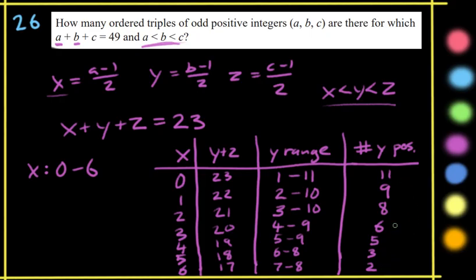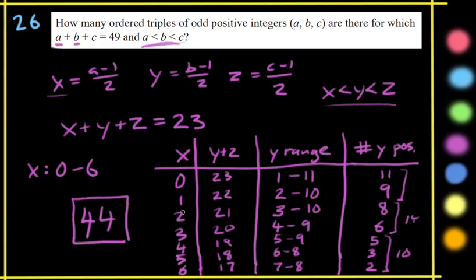So now we just add up all these numbers, right? So here we have 10, and here we have another 14. That gets us up to 24. And here's another 20. That should get us up to 44. So 44 is the answer to this one. Yeah, a little bit tedious, but we got the answer.